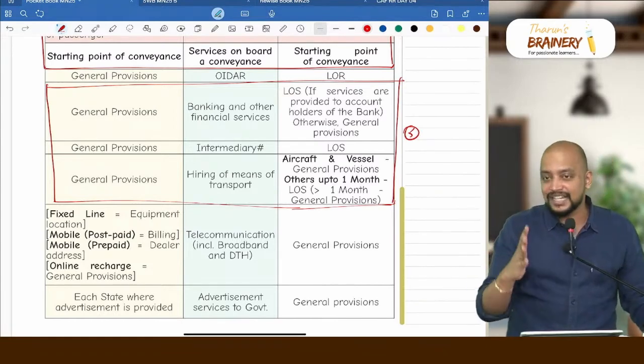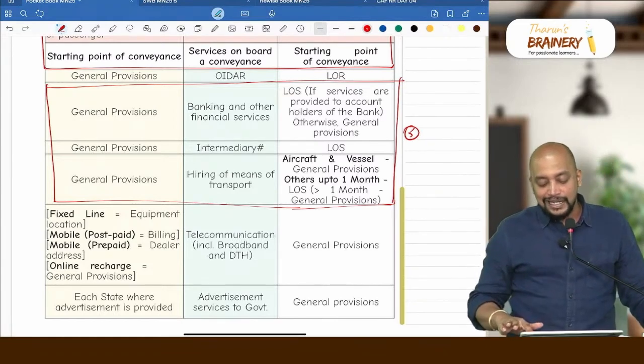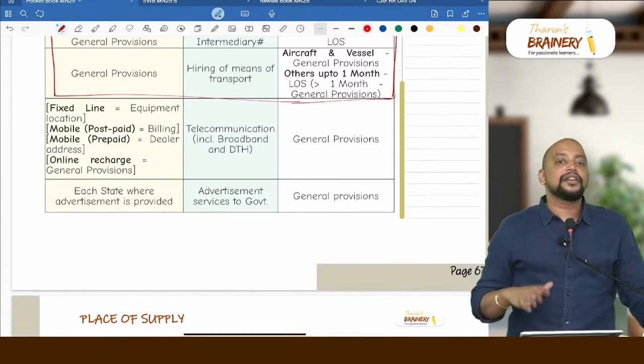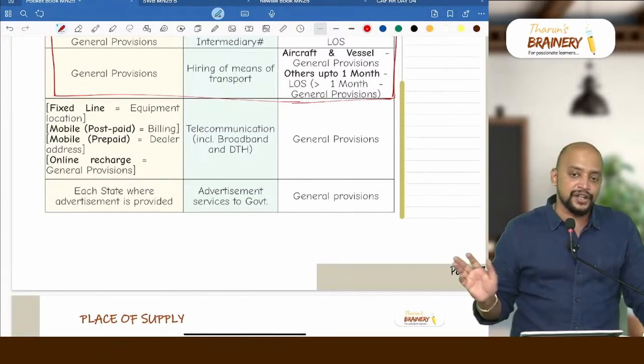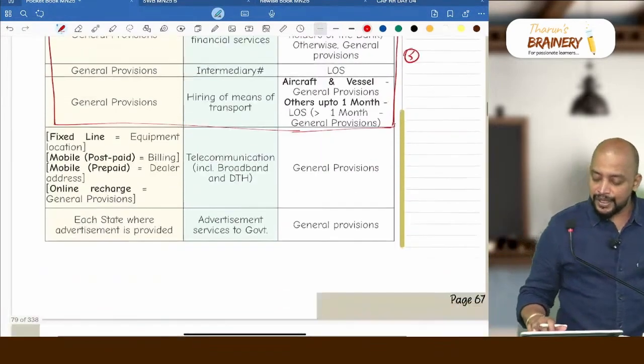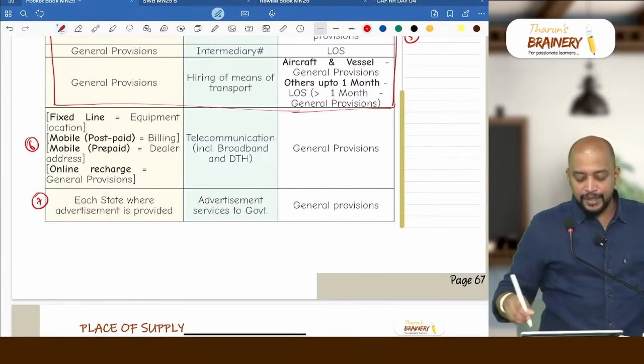See, to a major extent we have simplified. Then the next case is telecommunication service and advertisement service to government. In the context of section 13, we don't have any provision, so general provision. So for section 12 only you need to remember this point number 6 and point number 7.